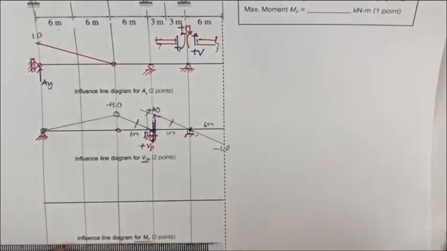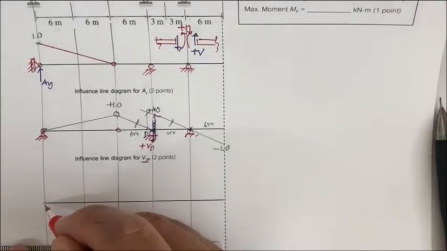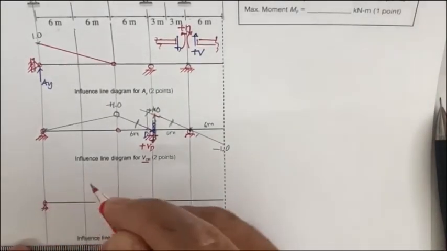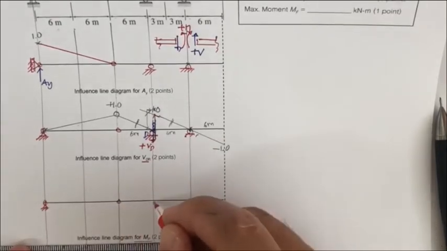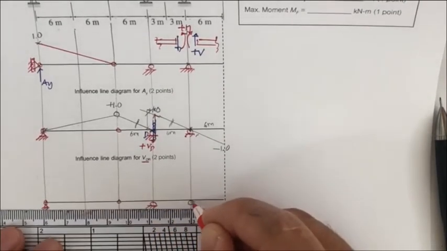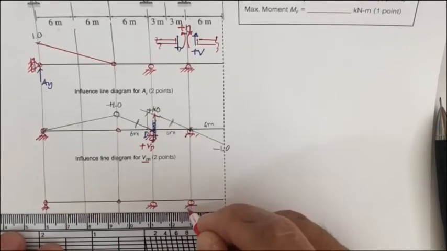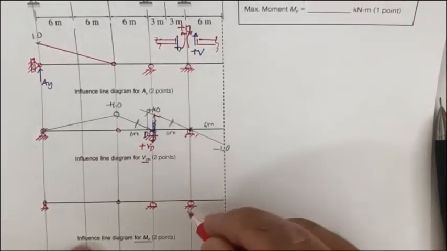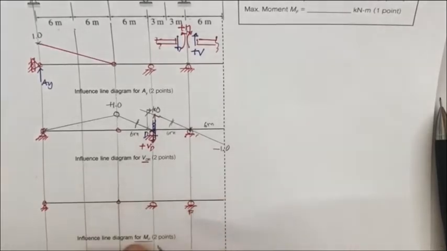Okay, and the last one for this, we're going to draw the influence line diagram of M sub F, and what we have is the pin, the same as before, the hinge, the roller, okay, and then this is point F. You'd like to draw the influence line of M sub F.